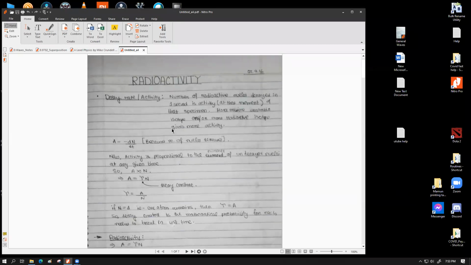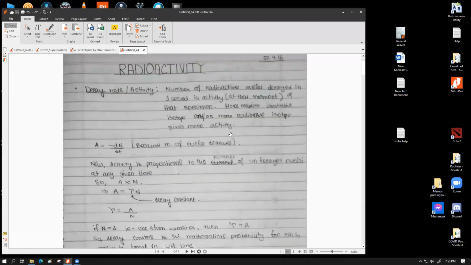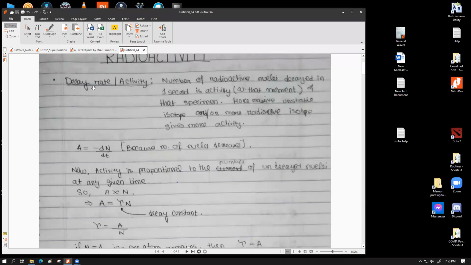I'll also discuss multiple things with you. The first variable that we're defining in this note is what we mean by decay rate or activity. The word rate itself means that it is something with respect to time. So the number of radioactive nuclei decayed in 1 second is the activity at that moment of that specimen. At that moment part is important because radioactive decay is a continuous, natural, spontaneous process. So if you allow a certain radioactive specimen to decay over time, as more time goes by for that same exact specimen, its radioactivity will slowly go down.